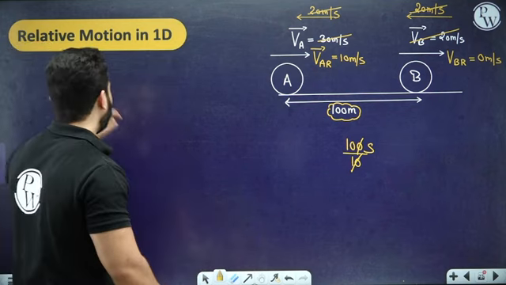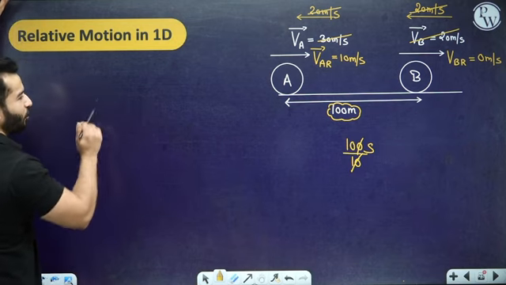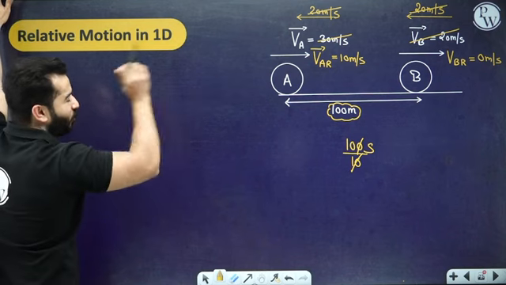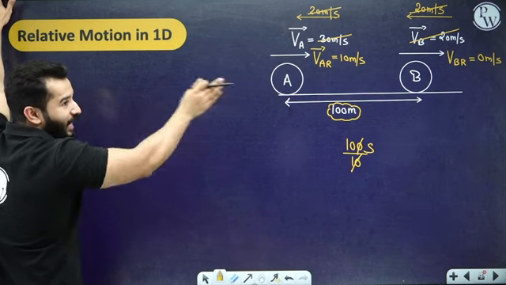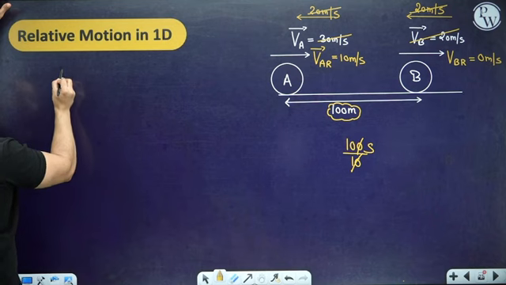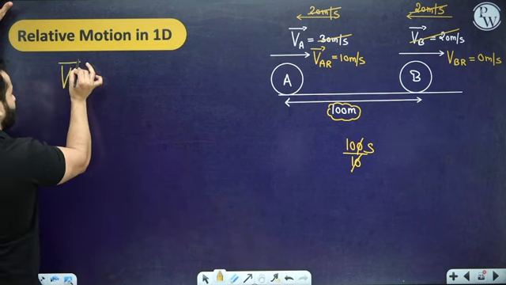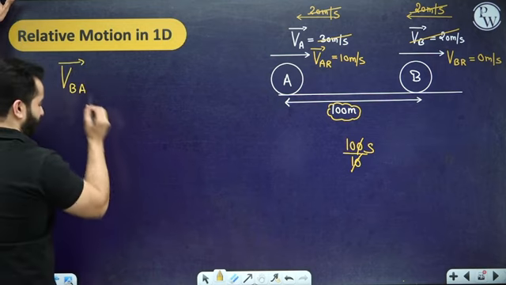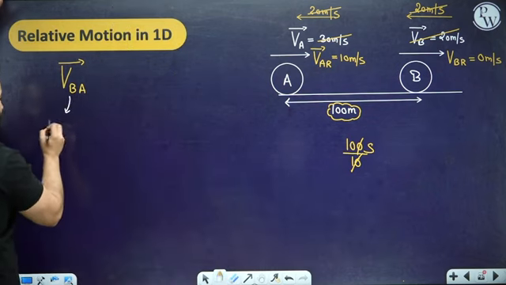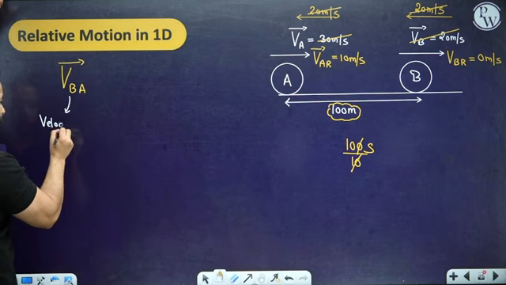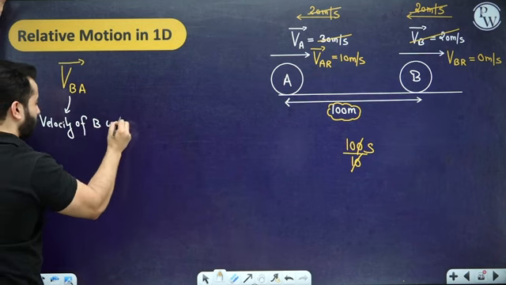Now the thing is, how do we write relative motion mathematically? I want you to look at the original diagram. VB is along that, VA is along that. If I ask you, what is the velocity of B with respect to A? This is actually what we have done. So this is being read as the velocity of B with respect to A.